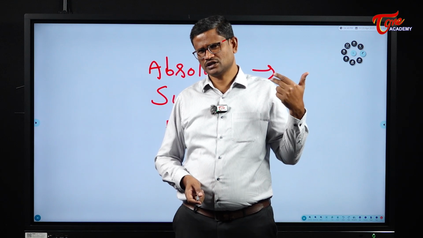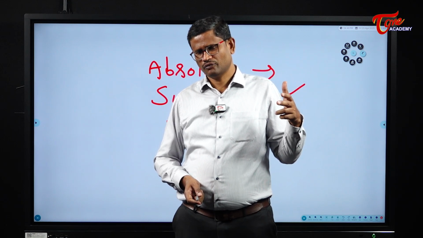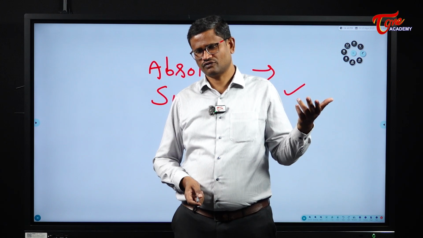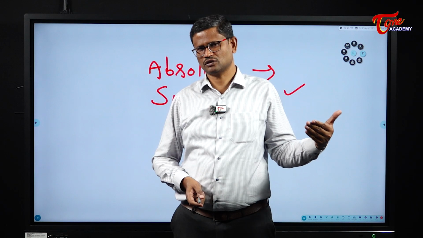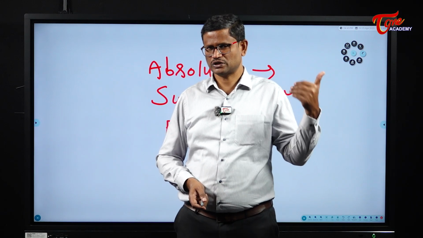After reconsideration, if the same bill is sent to the President of India for the second time, the President cannot say no. He has to give assent to that bill. So this is called suspensive veto.